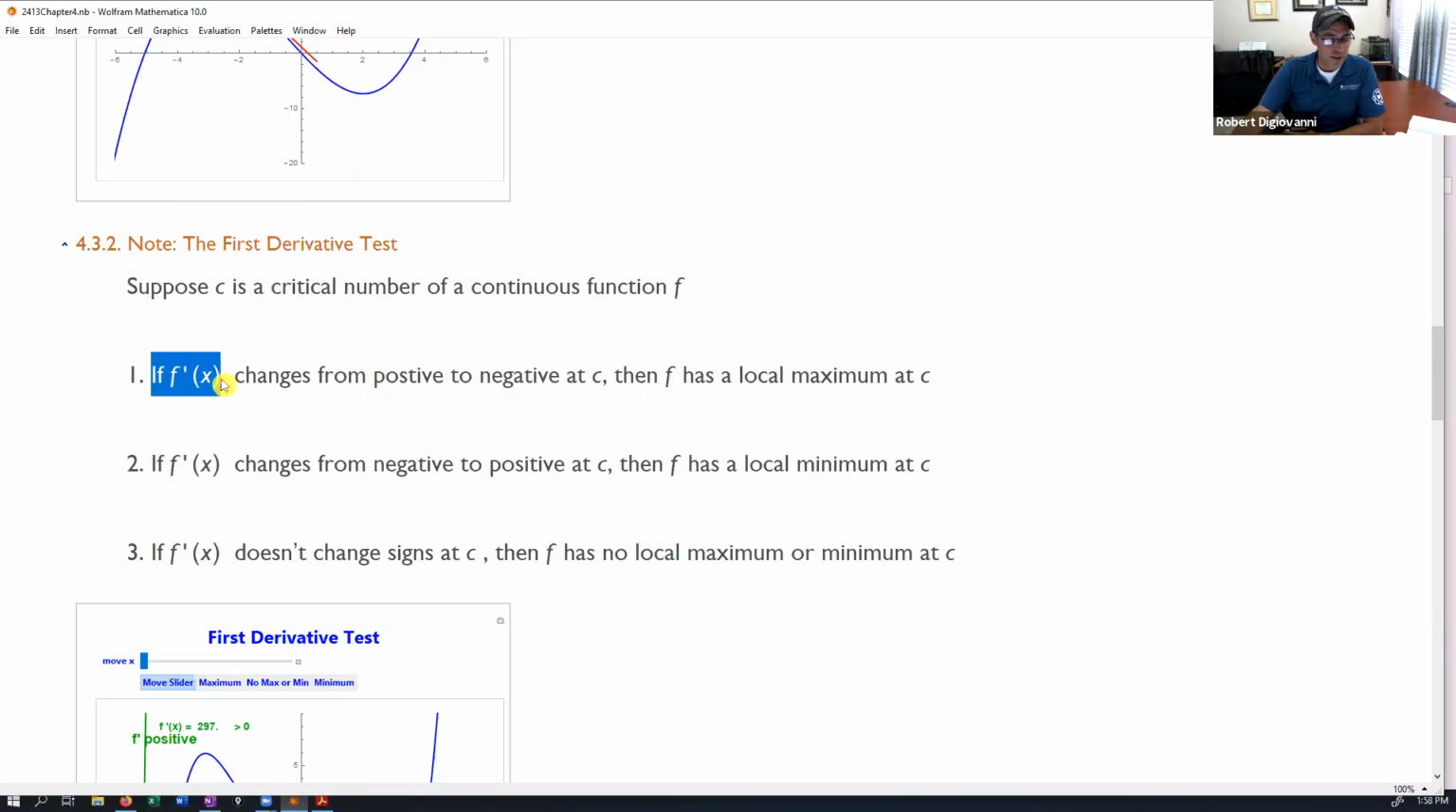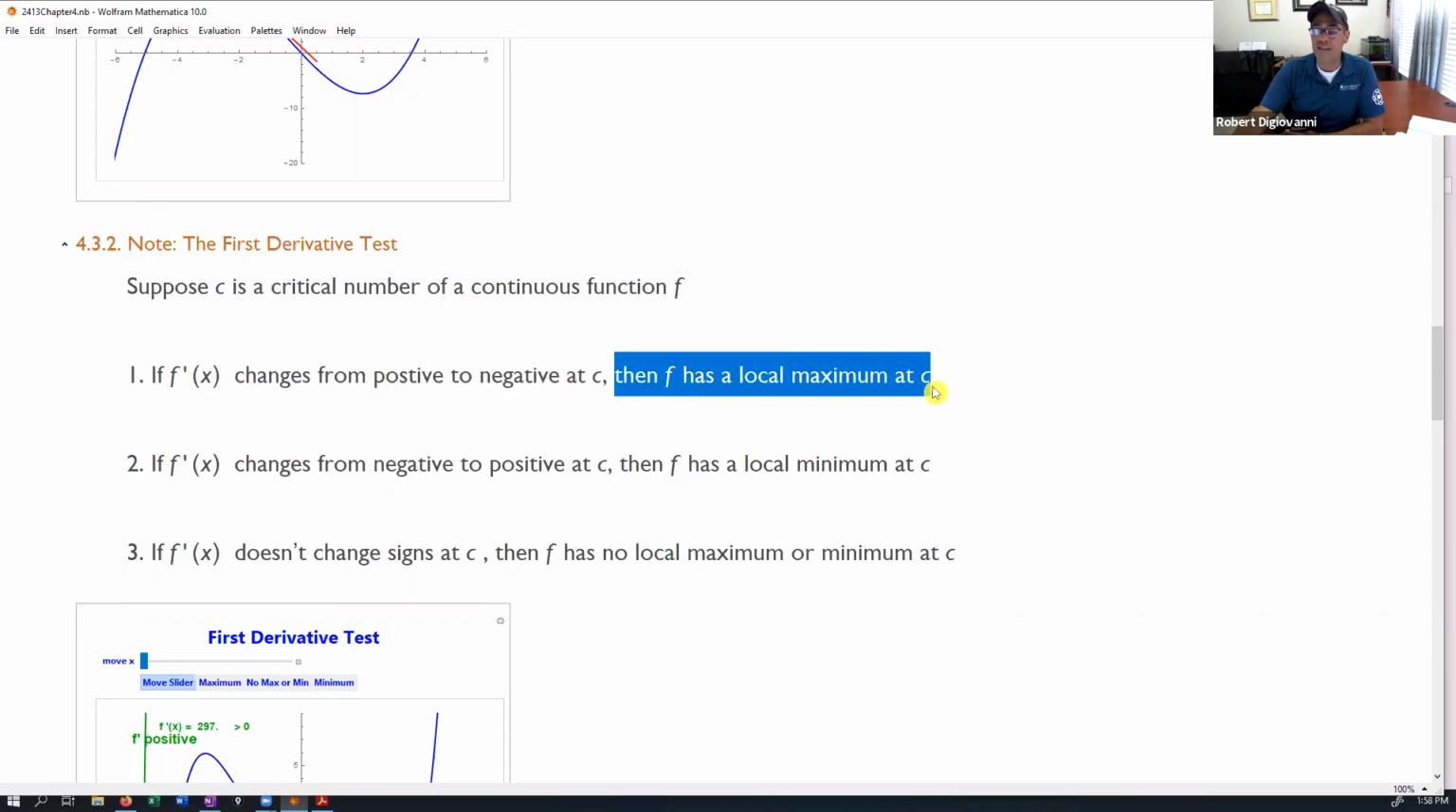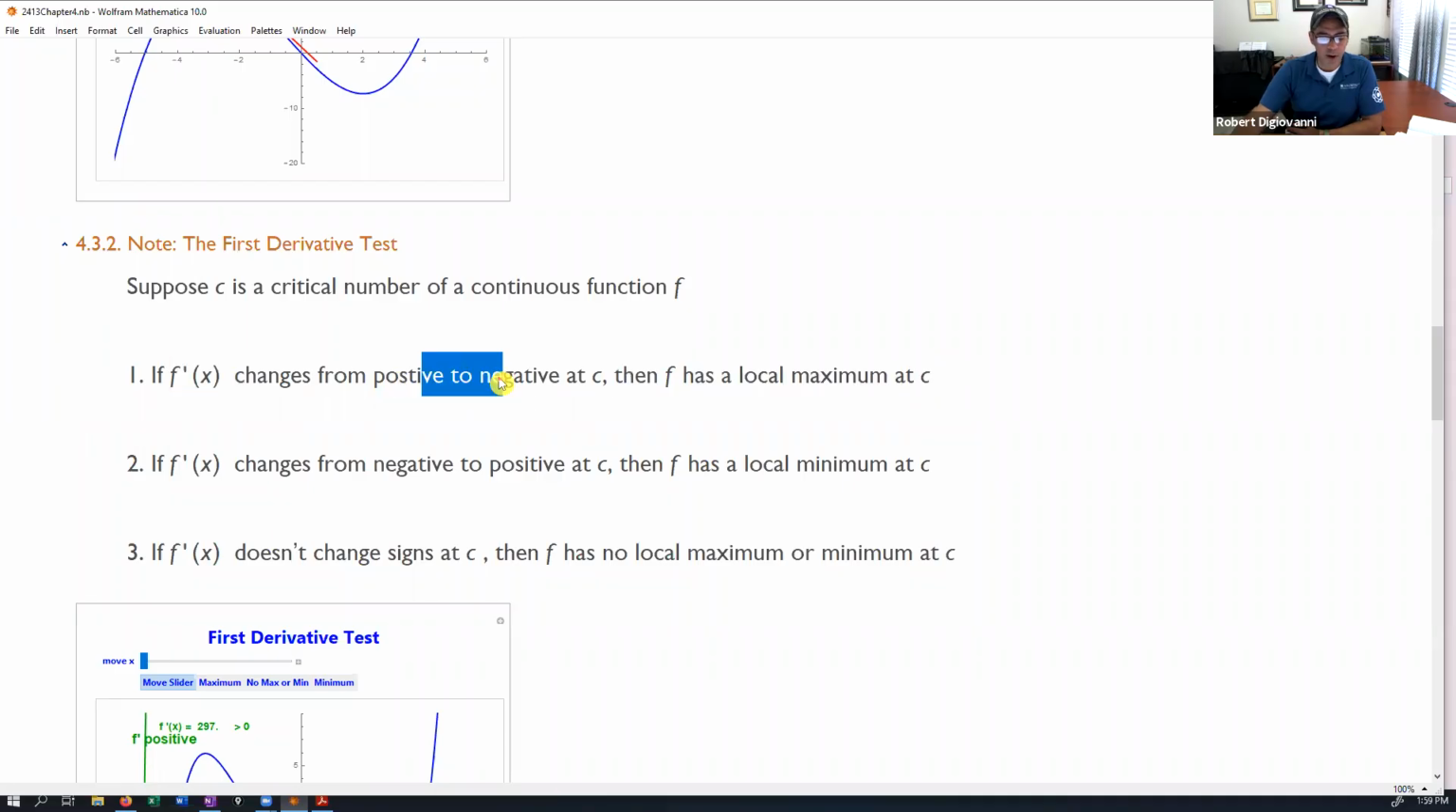If the derivative changes from positive to negative at that point C, then we have a local maximum there. Think about what this is saying. If your derivative changes from positive to negative, positive means going up, negative means going down. So if your graph goes up and then down at some point, then you've got to be at the top of a hill.